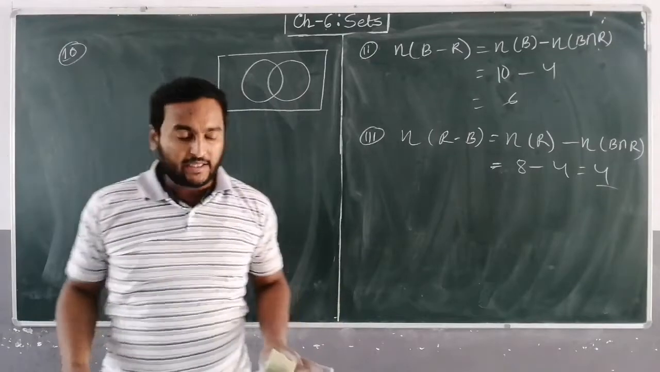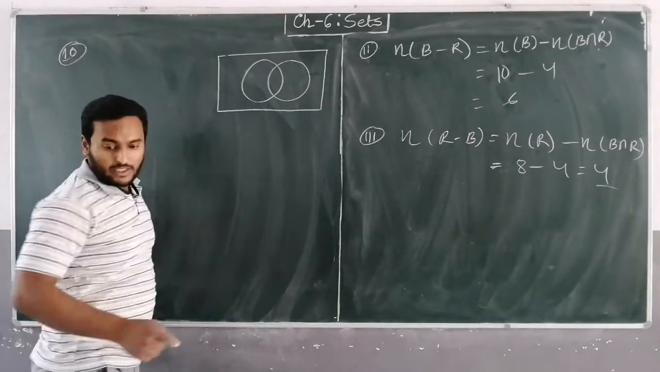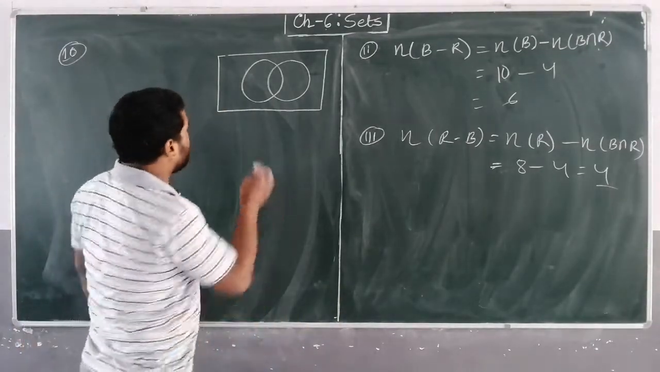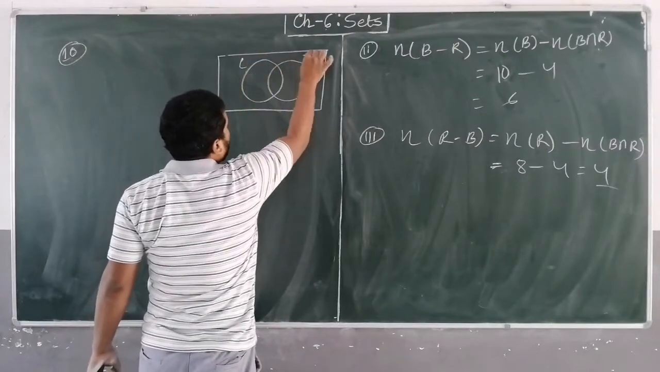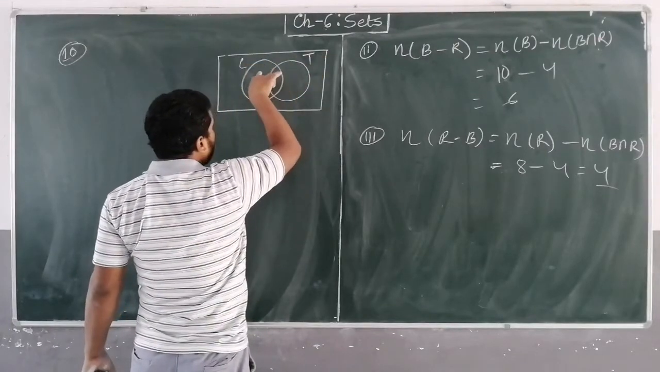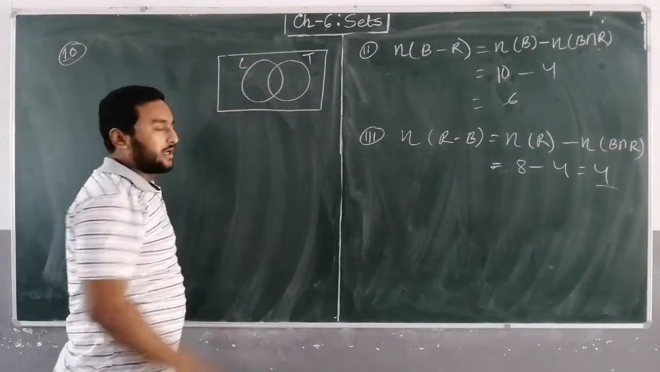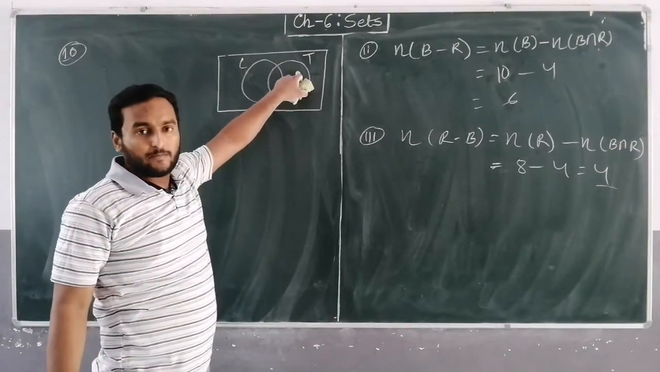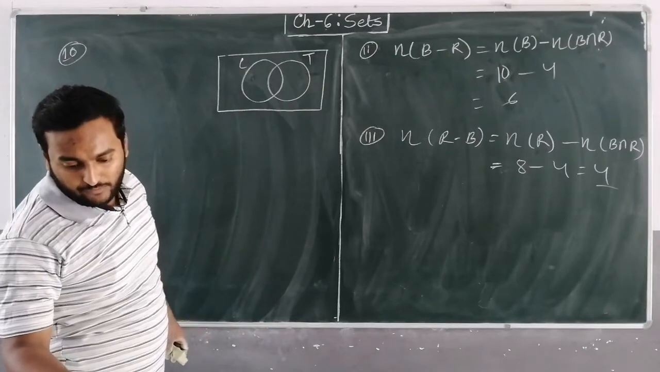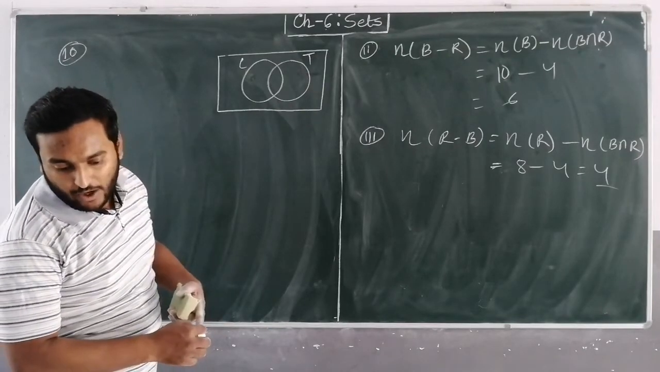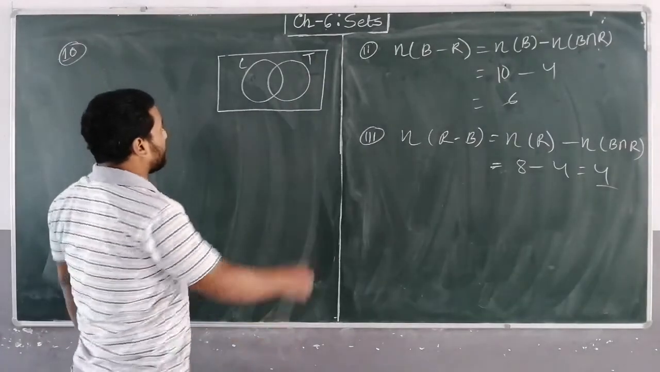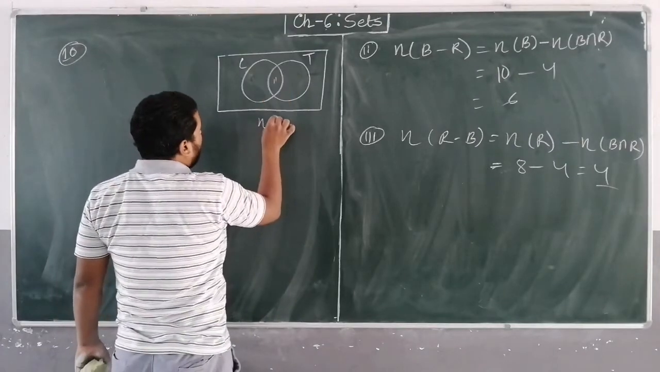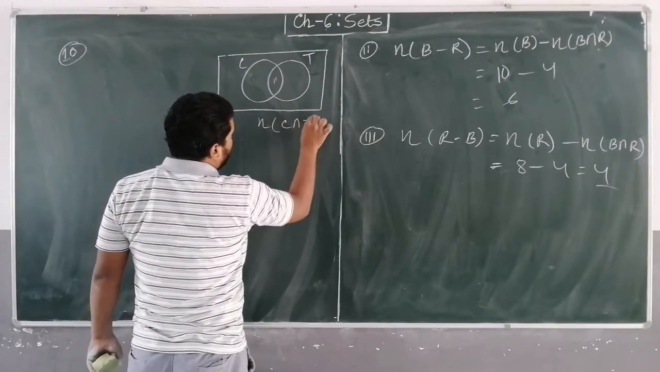Both coffee and tea means, suppose this is the set of coffee, the set of people who like coffee, and this is the set of people who like tea. What do you have to find? You have to find how many like both coffee and tea, meaning this part, the intersection. You have to find n of C intersection T.